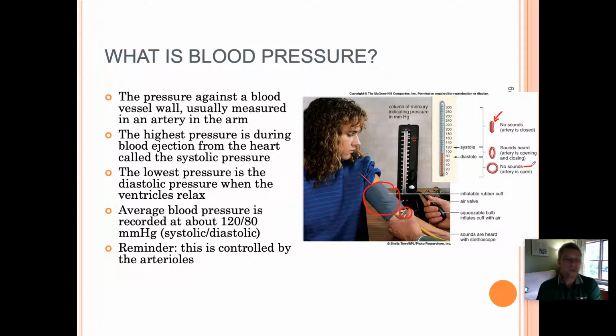Now, your average blood pressure for a young adult your age is approximately 120 over 80. All right, the 120 is the systolic number, the 80 is the diastolic number.